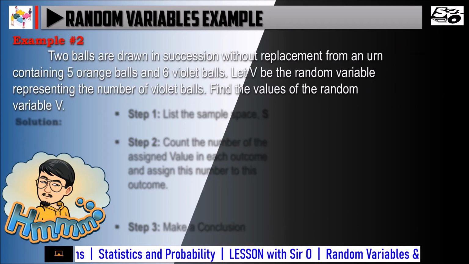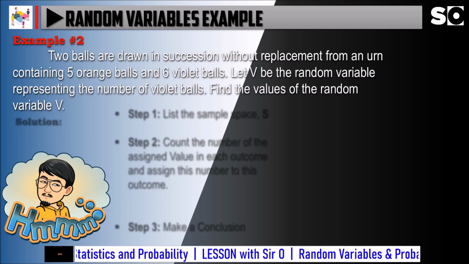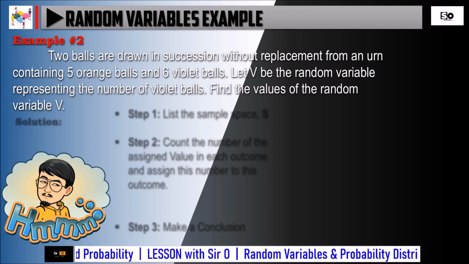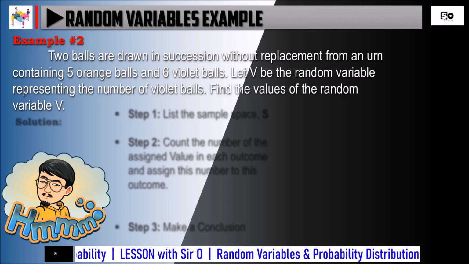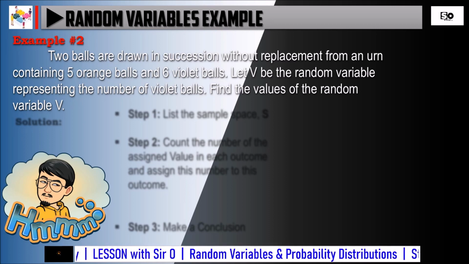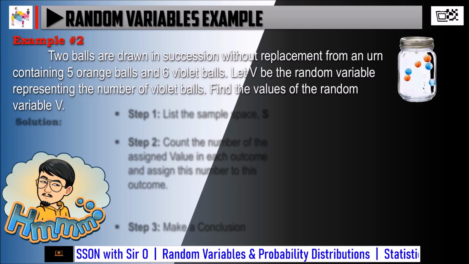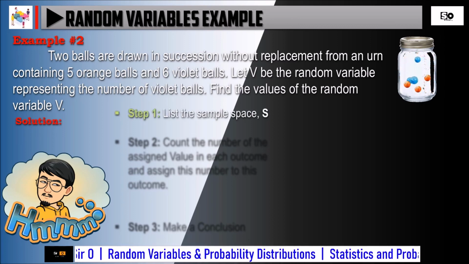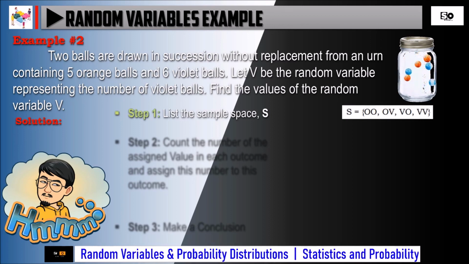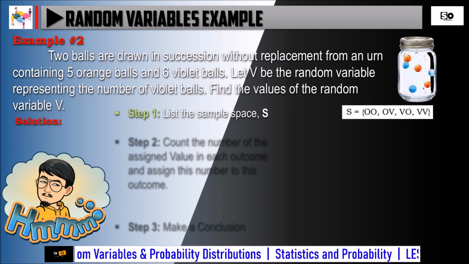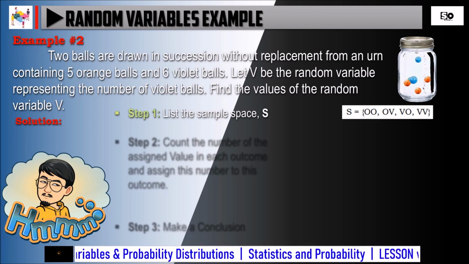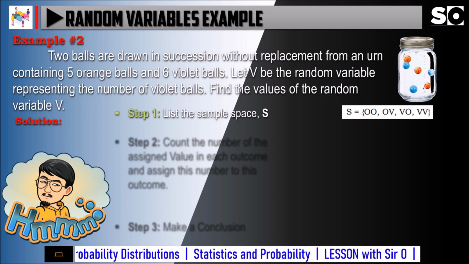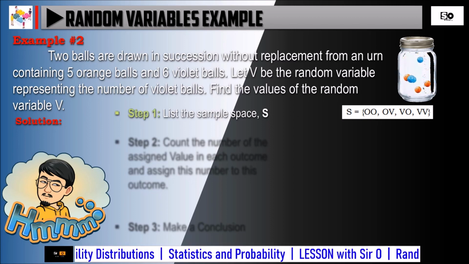2 balls are drawn in succession without replacement from an urn containing 5 orange balls and 6 violet balls. Let B be the random variable representing the number of violet balls. Find the values of the random variable B. Solution. Step 1. The sample space in this example is OO, or 2 orange balls, OV, an orange ball and a violet ball, VO, a violet ball and an orange ball, and last is VV, or 2 violet balls.